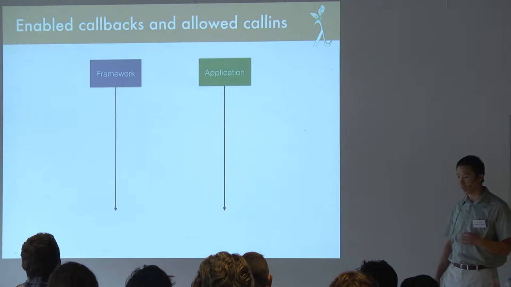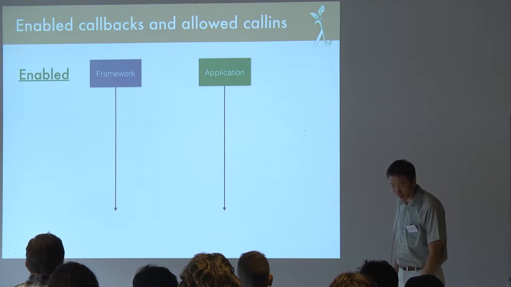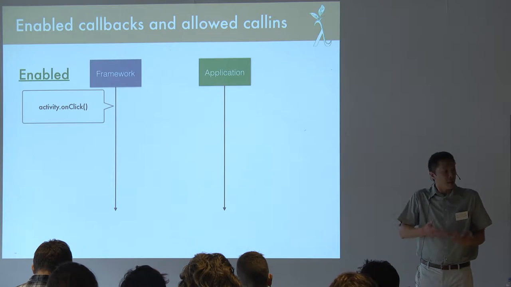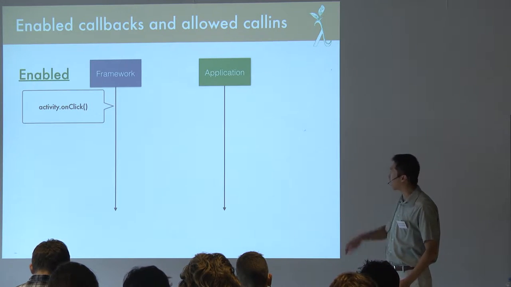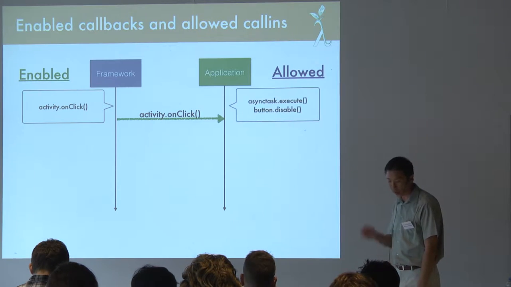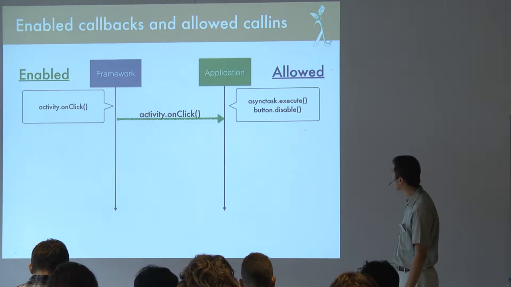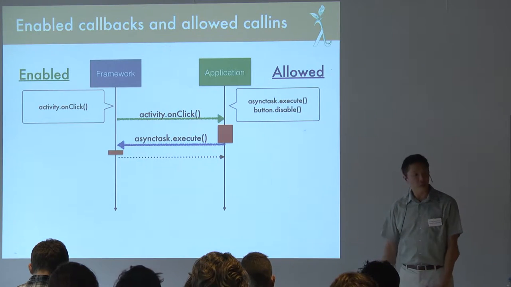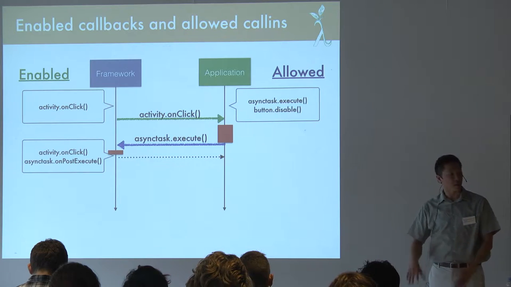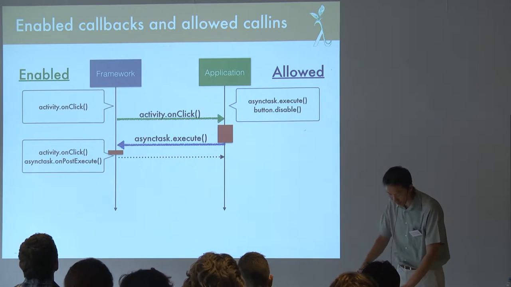So just to give a sense, I'll be very brief on these bits, about what this model looks like. It really comes from this picture: there's some sort of hidden state here, that is, the framework has some set of callbacks that are enabled and it's okay for the framework to invoke, like the activity on click here at this point. And then when a particular method gets called, like the callback for activity on click, there's also a set of call-ins that are allowed for the application to call, like async task execute and button disable. And when the application makes some invocation, like async task execute, there's also some change in the enabled things, so now async task on post execute could be possible. It is enabled. You don't know if it's going to happen, but it's now enabled.